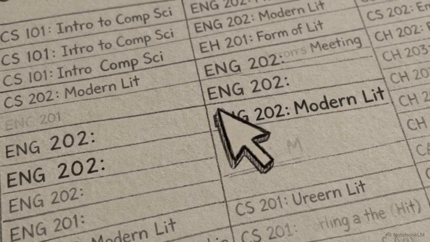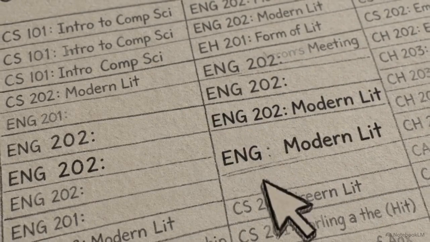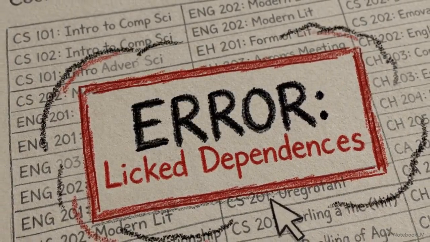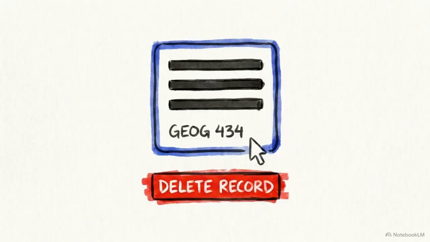A university course catalog functions as a rigid, interconnected database. Because entries are linked, a single error can halt a department's updates. Today, we're looking at the steps required to permanently remove an inactive course from this system.